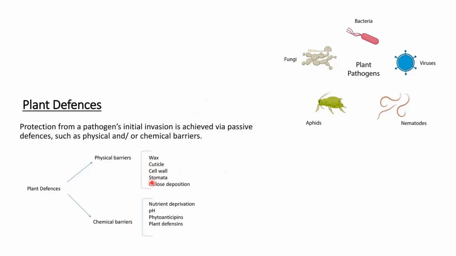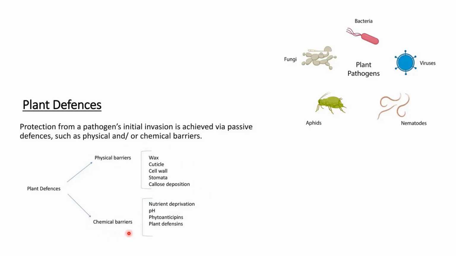And then it has stomata, and then it has callus deposition. So it has certain secretions out on the surface of the plant cell so as to avoid easy entry of the pathogen inside the cell. This is the physical barrier for a plant.